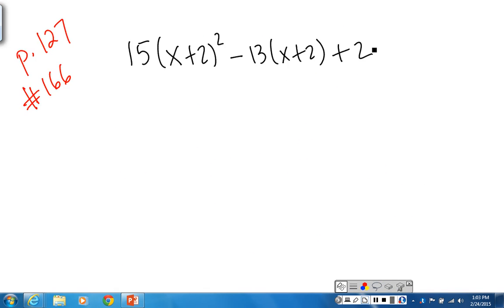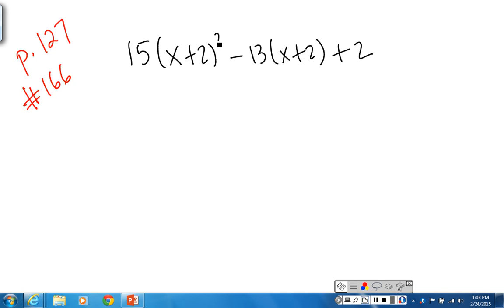Next, we have a problem that was taken from page 166 of the textbook. If you want to refer to your text or your ebook, page 166, number 120. So this problem looks pretty lengthy. Probably don't want to have to multiply all of this out. This is x plus 2 squared, so you would have to multiply x plus 2 times x plus 2.